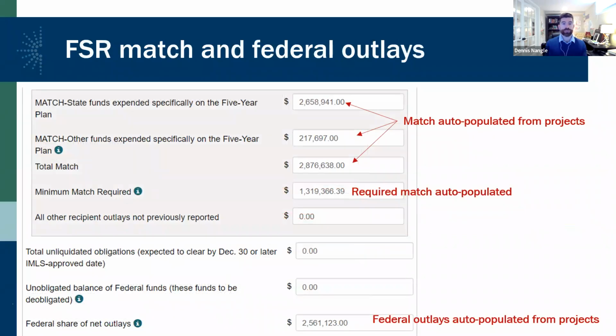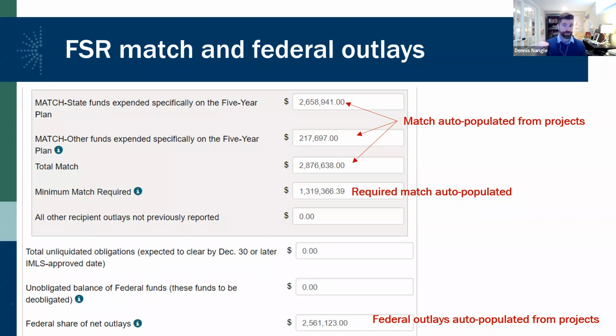And this is another section of the FSR, specifically the match and the federal outlays section. As you can see, those first 3 fields are once again auto-populated, but they're auto-populated based on the numbers that you provide in other sections of the SPR, specifically the projects in this case. So it will take any financials that you've added under match state or match other across all of your projects, including your administrative project, and it will pull that and add all of that into 1 number. And once again, if it's not showing the right number, it might be you needing to save the FSR once again to show the updated figures. And so that will give you the total match.